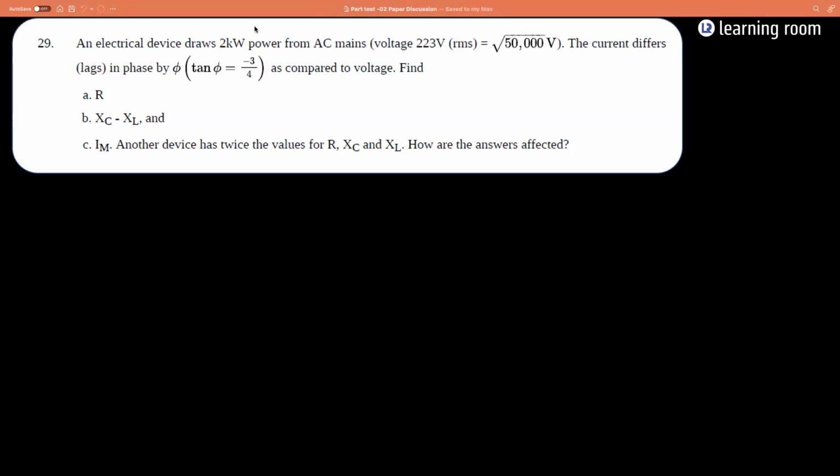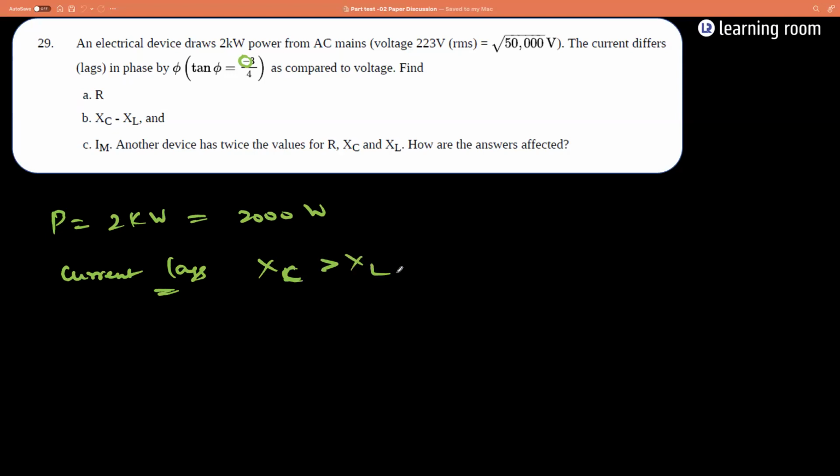So what is given in the question? Power is equal to 2 kilowatt, that is 2000 watt. So current lags. Current lags means what will be the value? Since you are getting a negative value of tan phi here, XC is greater than XL.